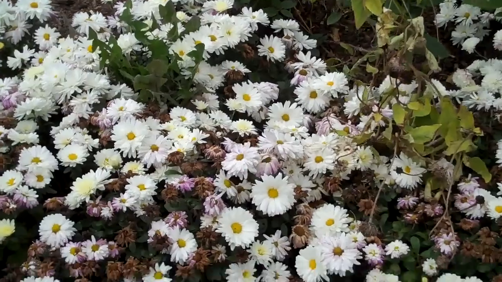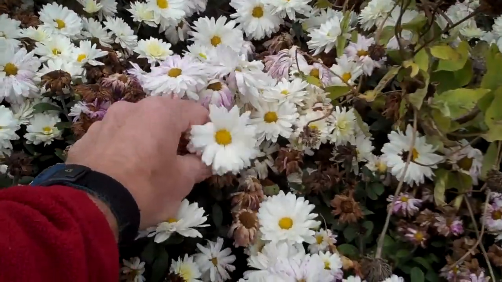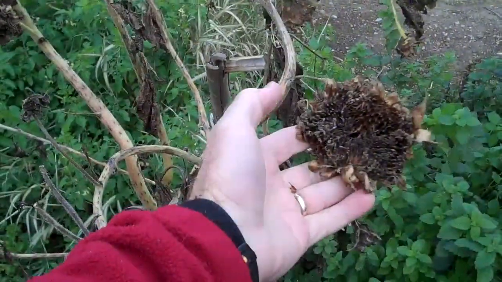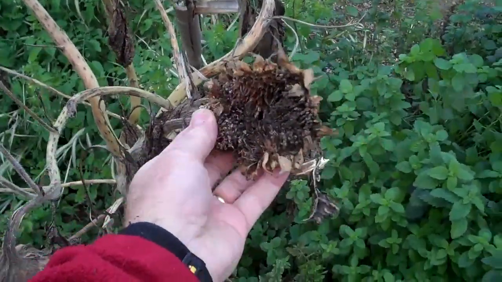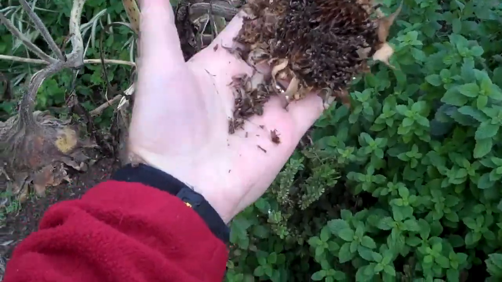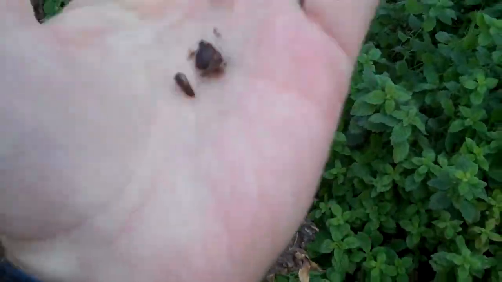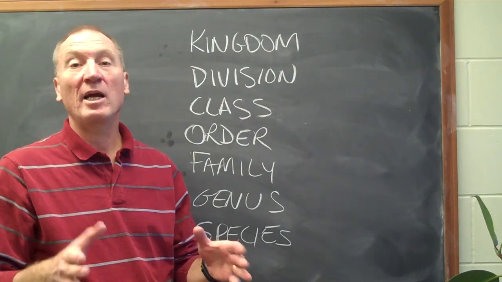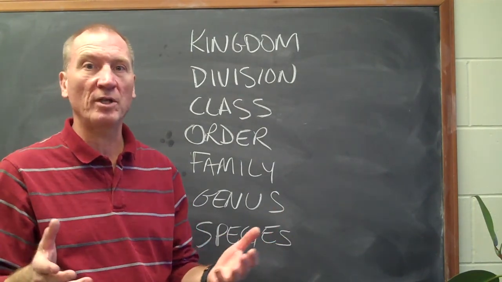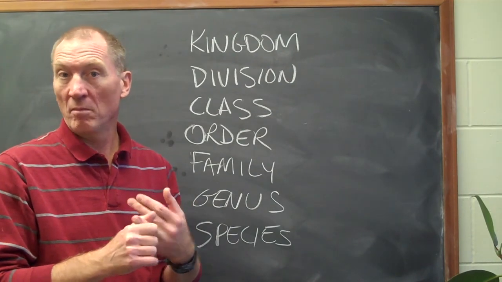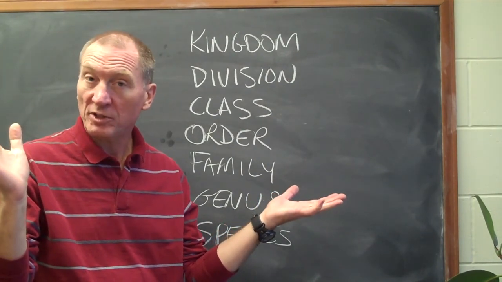Ah, nice white chrysanthemum. A few of these would look good on the dinner table. Not too many sunflowers left, but a little bit here. Okay, here's another hard one because they look so different. Sunflower and chrysanthemum. Where do those separate?